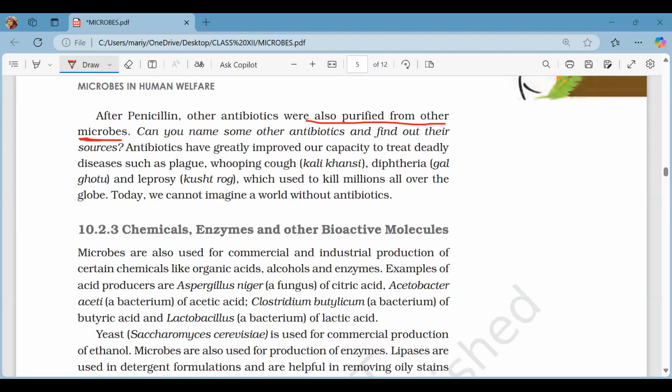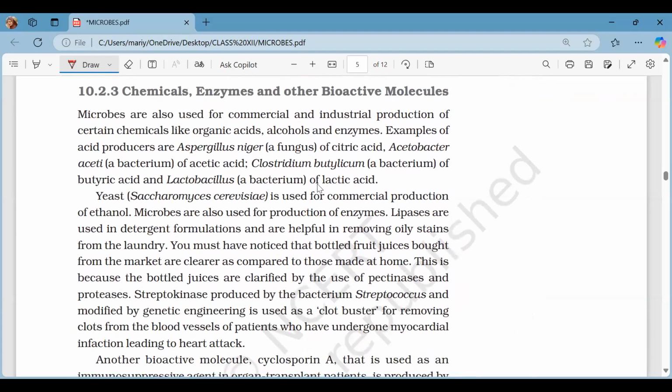Now, moving forward. Antibiotics have greatly improved our capacity to treat deadly diseases such as plague, whooping cough, which is known as kali khasi, diphtheria, and leprosy, which used to kill millions all over the globe. But because of the antibiotics, these diseases have been controlled. Clear? Any doubts? No, ma'am.